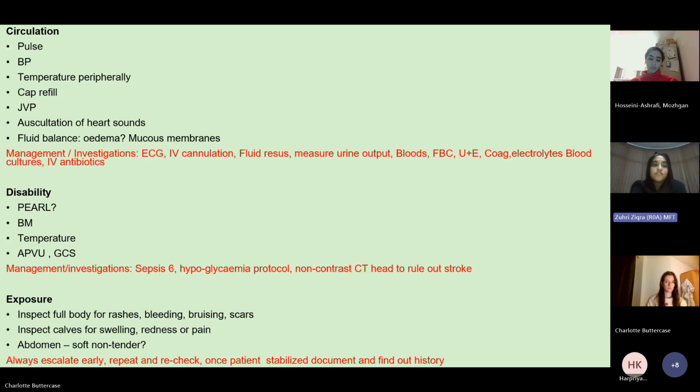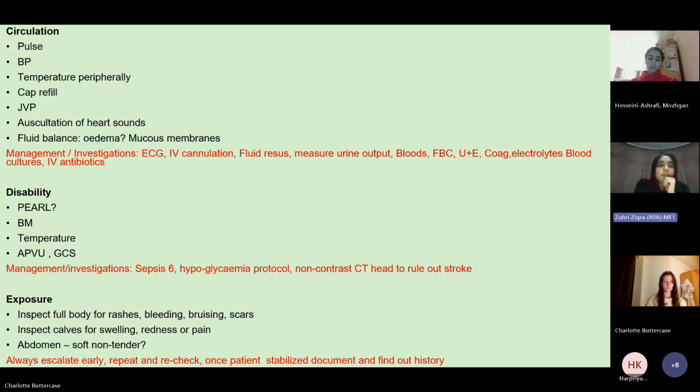Even if you can't expose in the station, just say you'd inspect for rashes, bleeding, bruising, check their calves. Is it soft, non-tender? Check the abdomen. Again, soft, non-tender. So I think I've got 2 quick scenarios to run through, and I'll just ask you guys to put in the chat what you think we'd have to do at each, after A, B, C, and D, obviously.